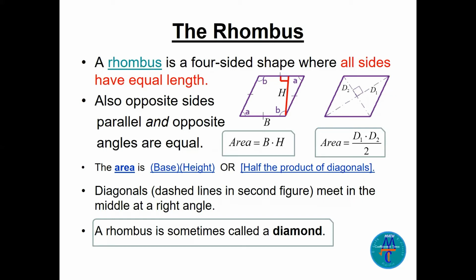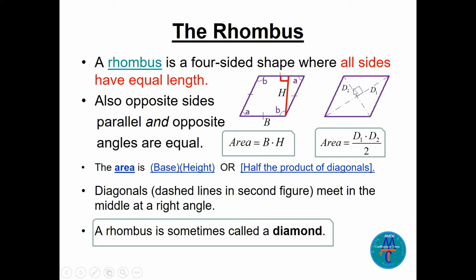Now the rhombus. Rhombus is a four-sided shape where all sides have equal length. Also, opposite sides are parallel and opposite angles are equal. This is a rhombus. So here we have angle A, angle A. You see that's angle equal. Angle B, angle B. This side, all the sides are equal. This is parallel. This is also parallel. We have here diagonal 1 and this is diagonal 2.